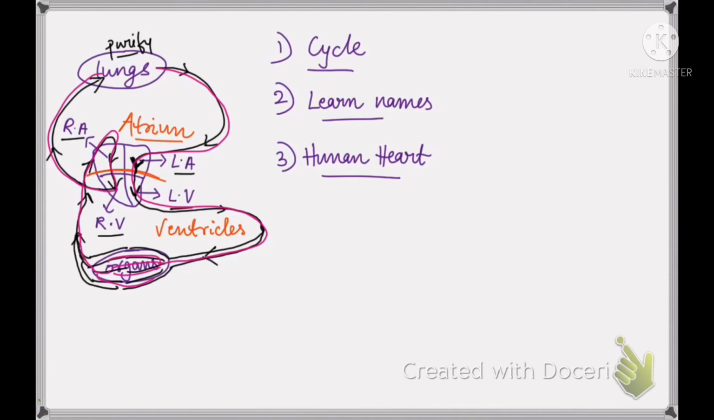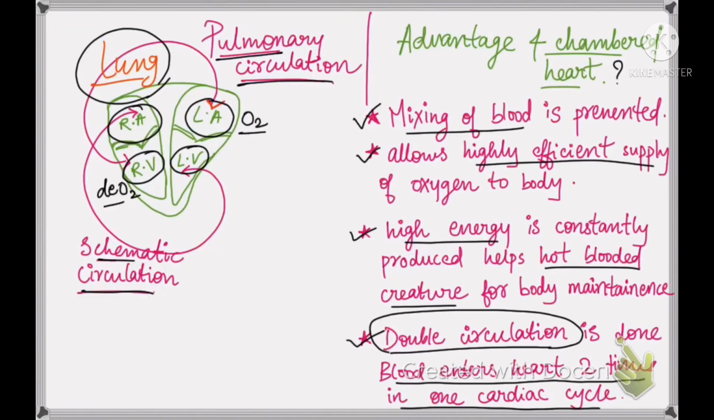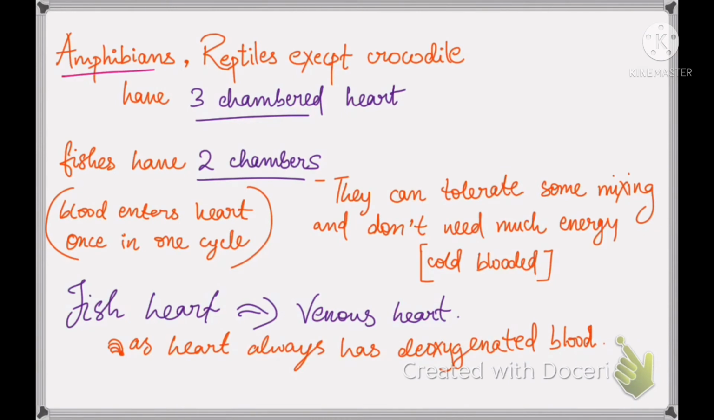And I hope you're understanding whatever I'm explaining to you. The amphibians, reptiles, except crocodile, have a three-chambered heart, and fishes mostly have a two-chambered heart. And this is because fishes are cold-blooded creatures and they don't need much energy to maintain their body, and so they can tolerate some kind of mixing of their blood. And there's only single circulation that takes place in fishes. That means blood enters the heart only once in one cardiac cycle.